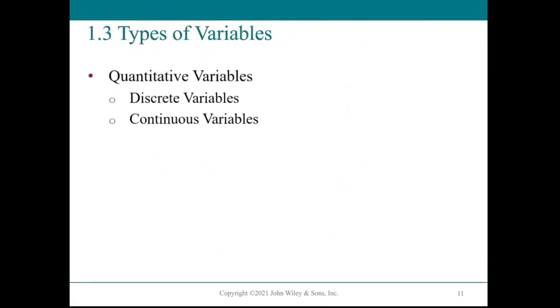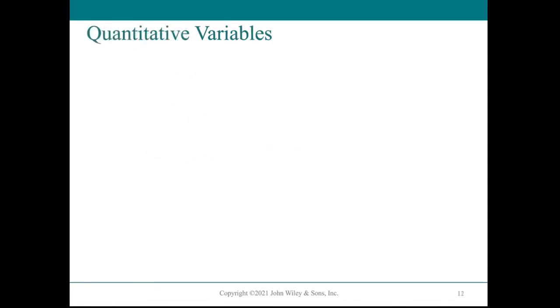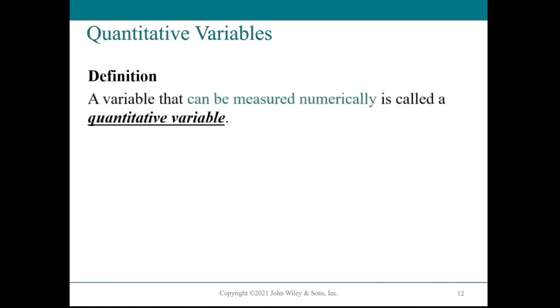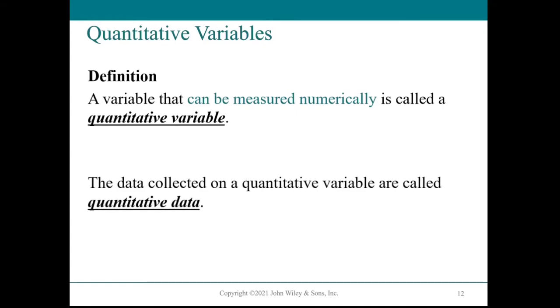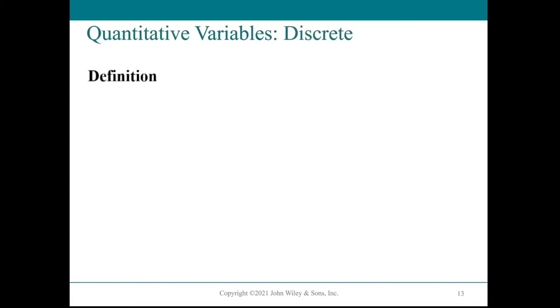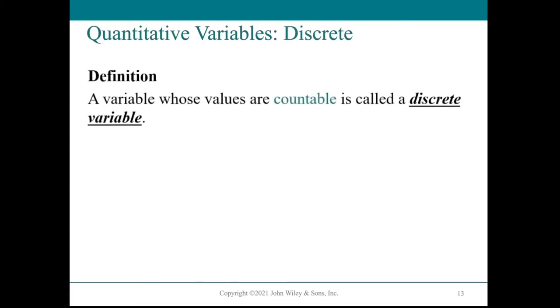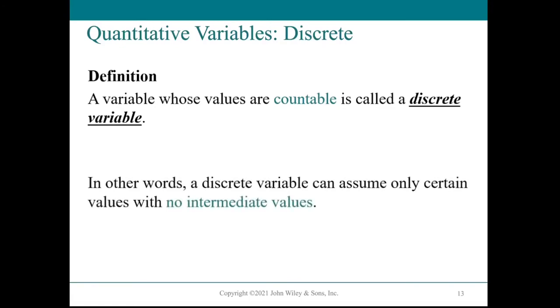So we have several types of variables. We have quantitative variables, under which it can be both discrete or continuous, or we can have qualitative or categorical variables. Quantitative variables are variables that can be measured numerically. So data collected on a quantitative variable is called quantitative data. Under quantitative variables, remember we have discrete and continuous. If the value is countable, it's called a discrete variable. That means for a discrete variable, there are no intermediate values.